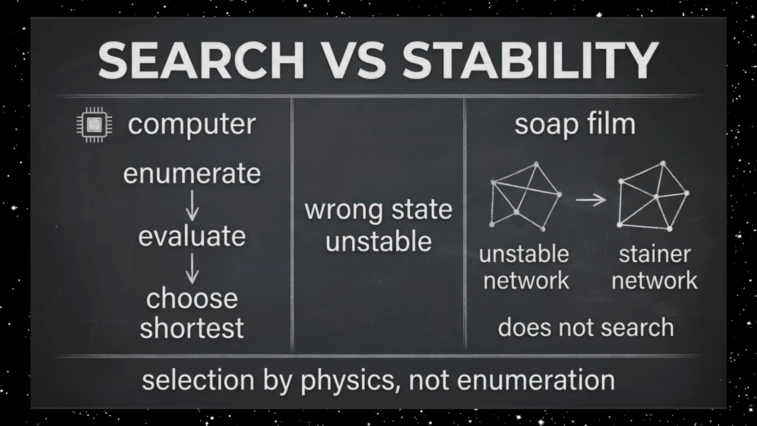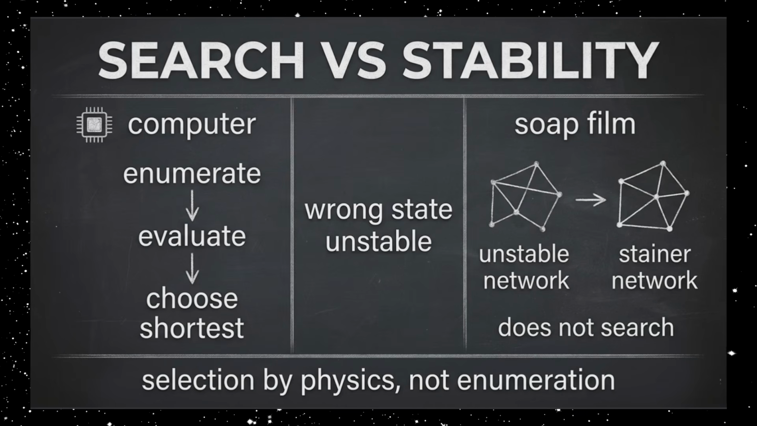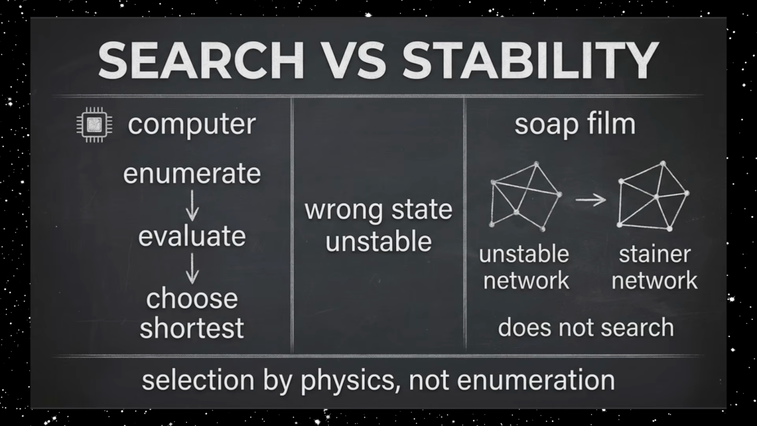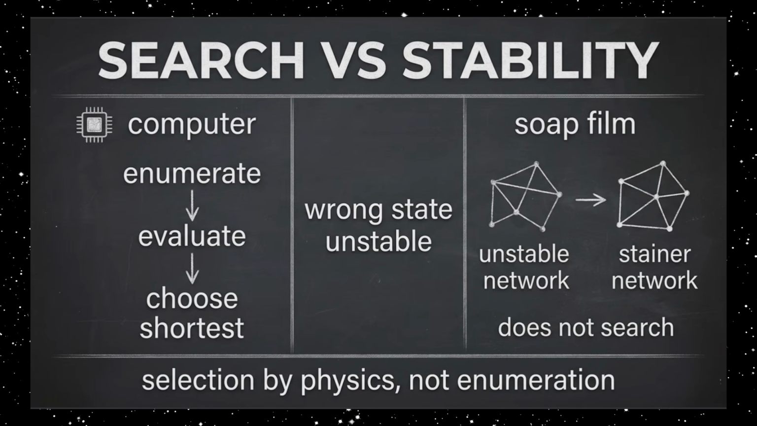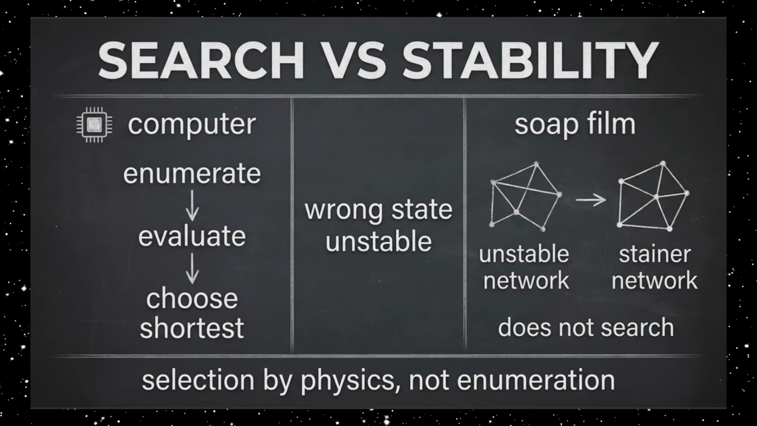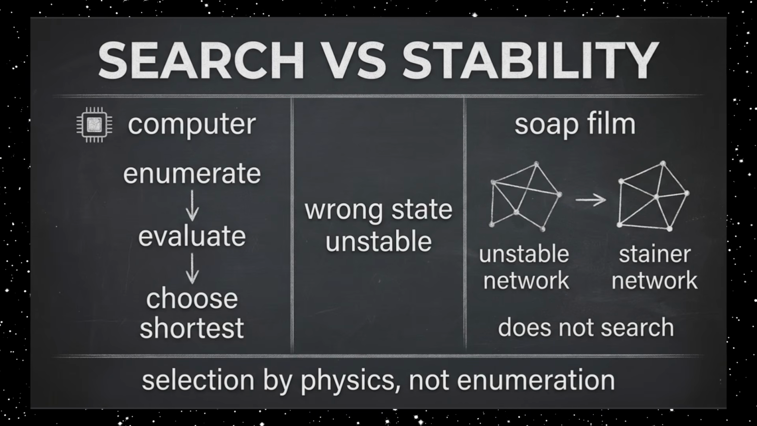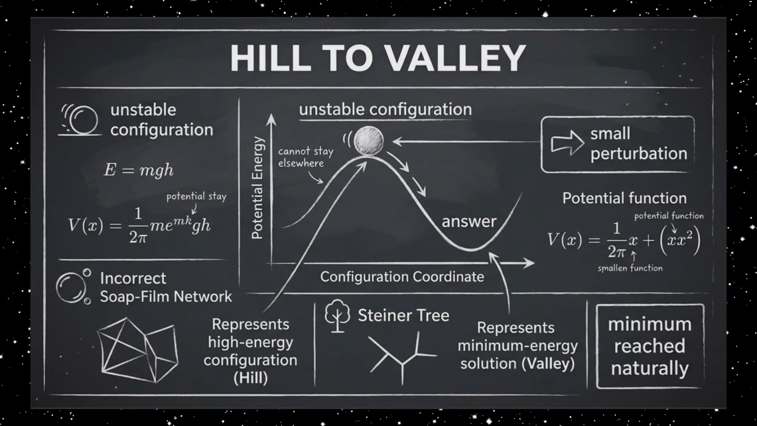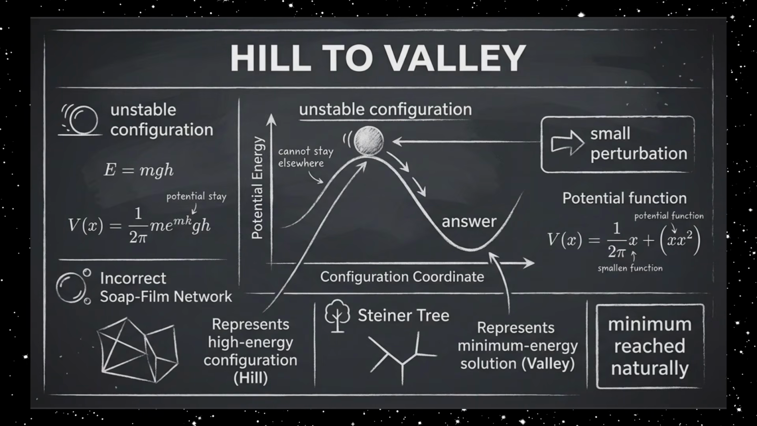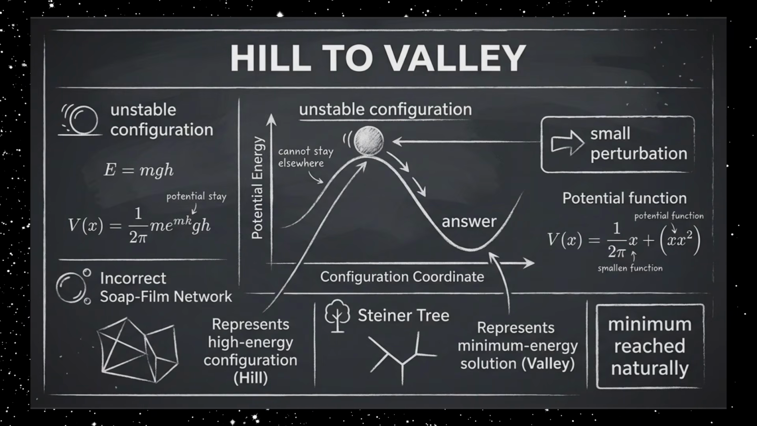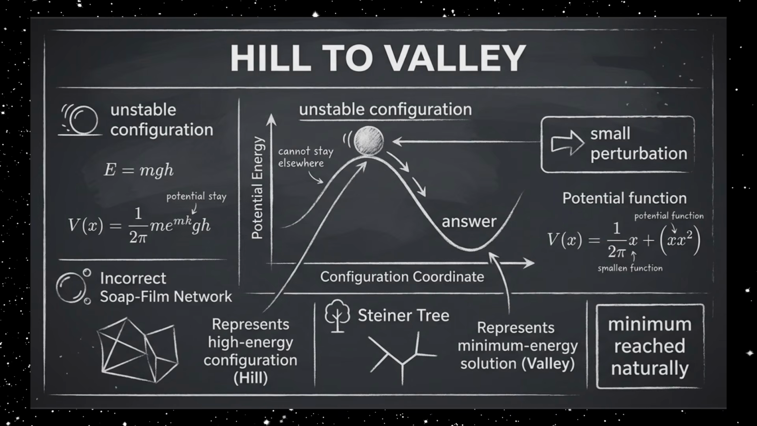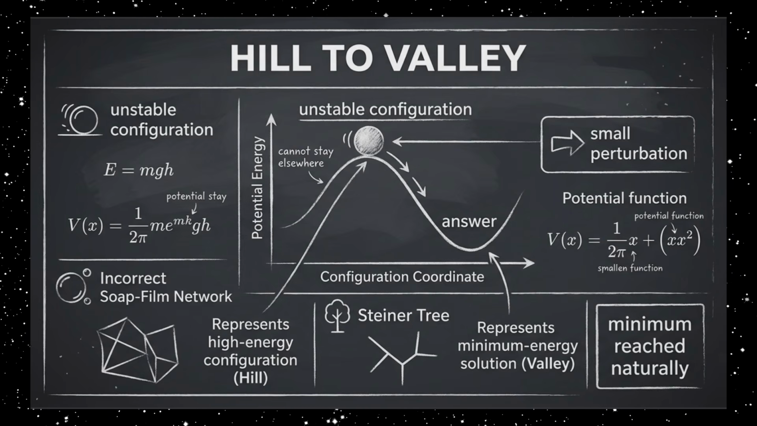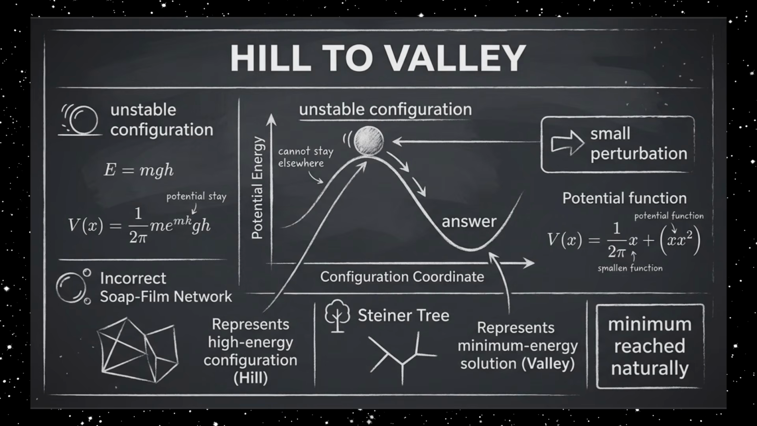A computer, when confronted with the 4-pin problem, might enumerate the possible network topologies, evaluate the total length of each, and pick the shortest. That's a search. The soap film doesn't search. It can't stay in the wrong configuration even if you try to force it, because the wrong configuration is unstable. It's like trying to balance a ball on top of a hill. You can put it there, but it won't stay. The slightest perturbation sends it rolling into the valley, and the valley is the answer.